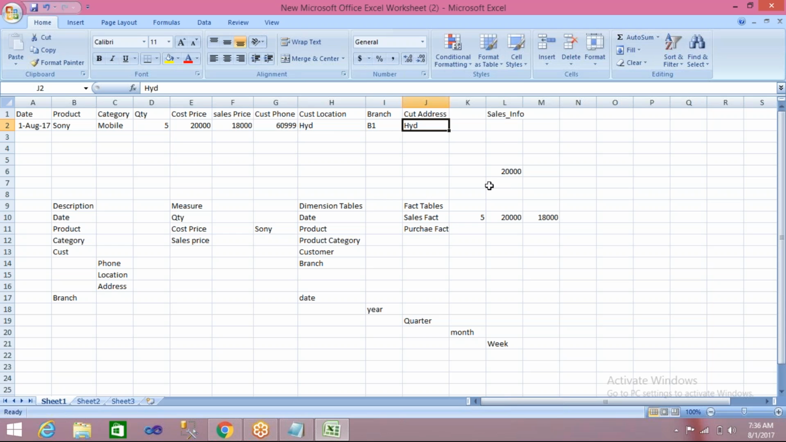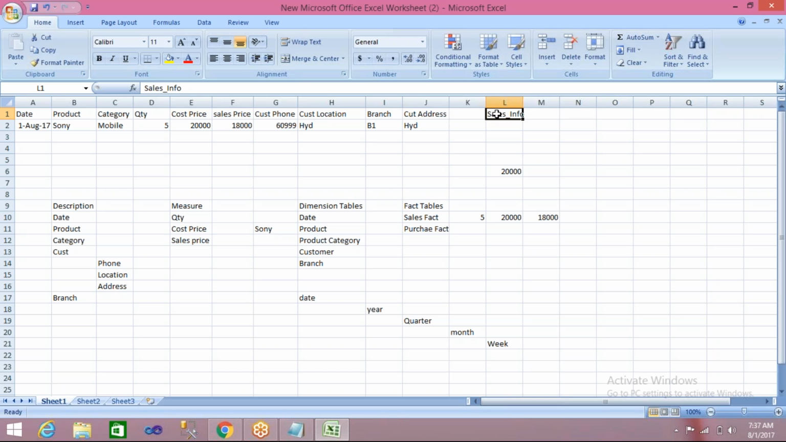Again, if we are going to build some branch dimension, we will ignore all the columns and we just pull only the branch information, the branch column. So likewise, for each and every table we are going to build, this is the base table that we are going to use.